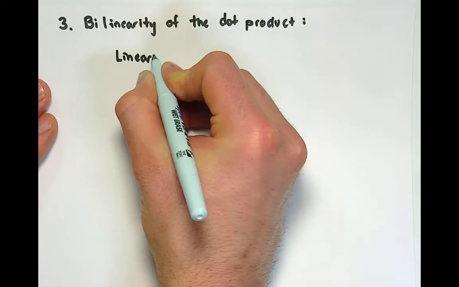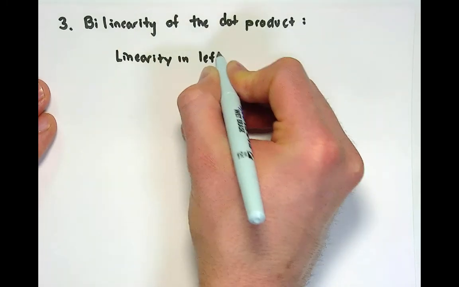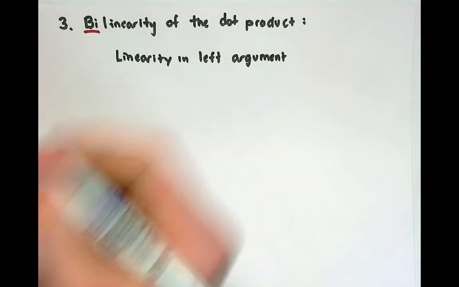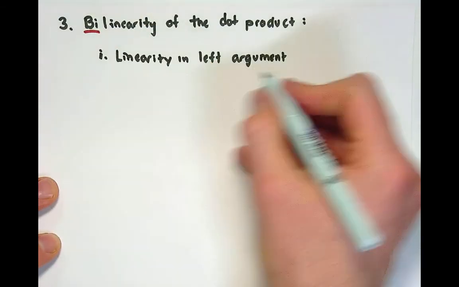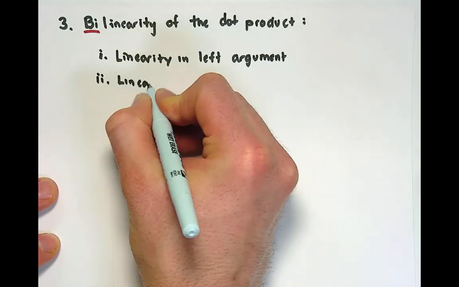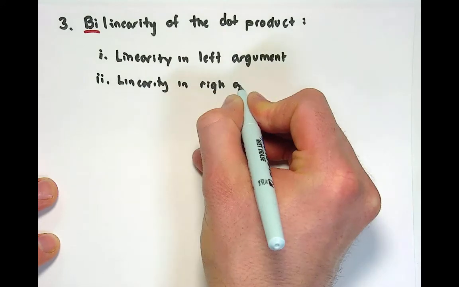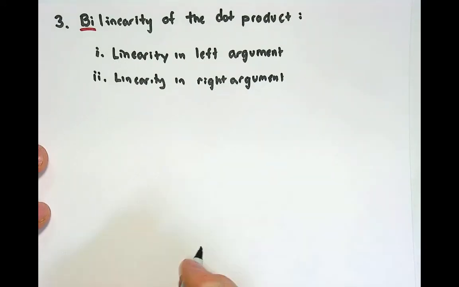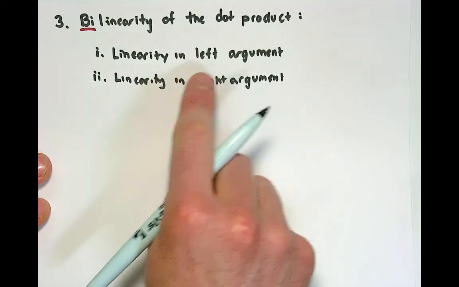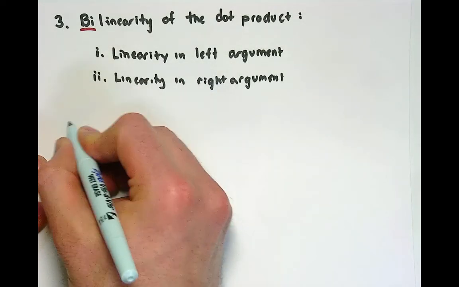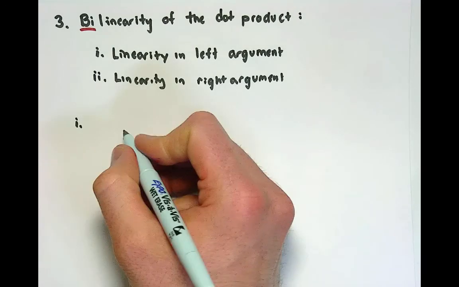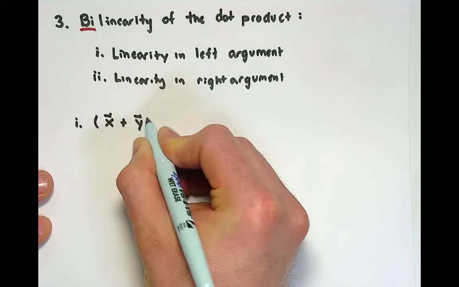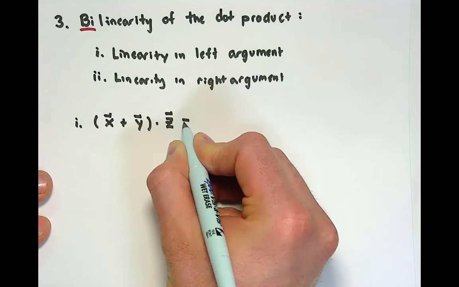This is going to be linearity in the left argument. So that's going to be one part of bi, because bi means two, right? So we're going to have linearity in the left argument, and of course we're going to have linearity in the right argument. An argument means which side of the product. So in this case, why don't we talk about linearity in the left argument first? In this case, we're going to look at vector addition and how it combines with the dot product.